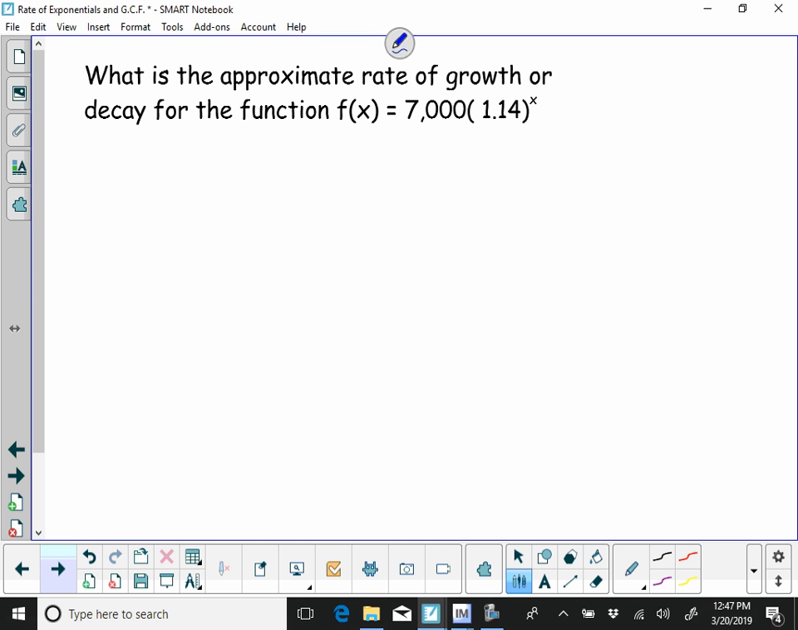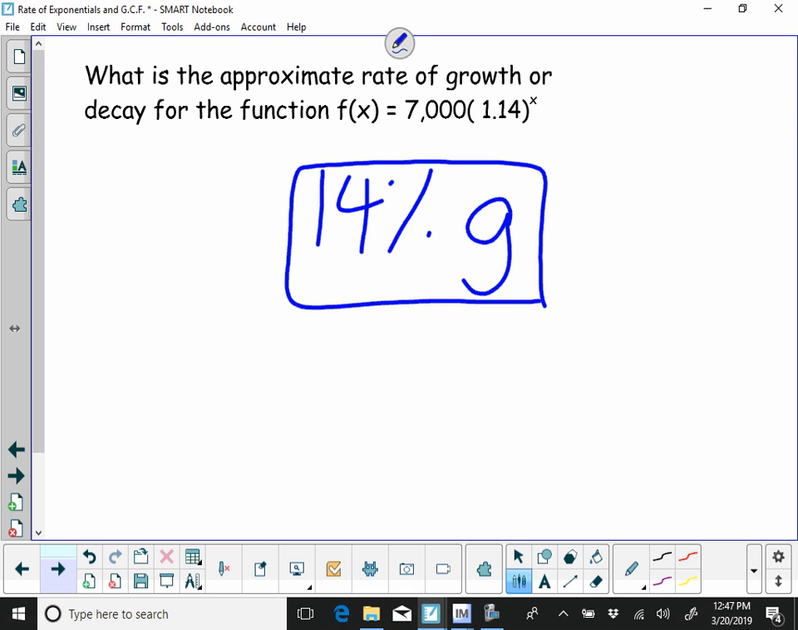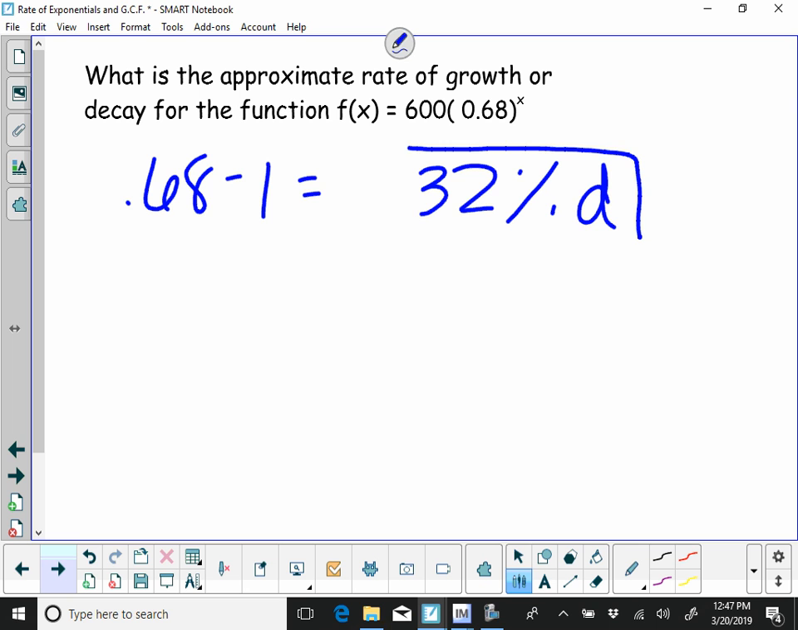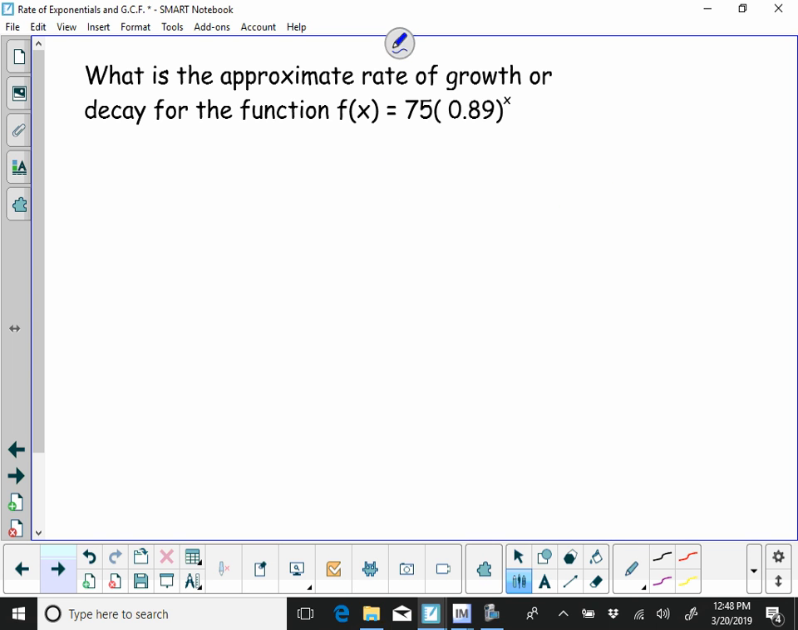All right, so next one, growth or decay? Growth. And how much? Like I said, if that's a 1, then it's just the numbers after, so it's going to be 14% growth. And the next one, growth or decay? That is decay, so we're going to say 0.68 minus 1, so it is in fact 32% decay. All right, do that last one of those real quick, and then we get into a new one.